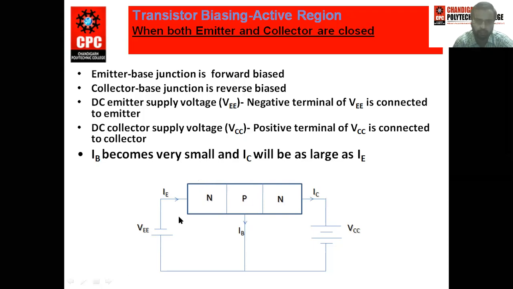In the active region, as we discussed, the base-emitter junction is forward biased. So the N-type terminal is connected to the negative and the P-type is connected to the positive. That is known as forward bias. When P is connected to the negative and N is connected to the positive, that is known as reverse bias. That means this is your active region. This is how to connect the transistor circuit in the active region.